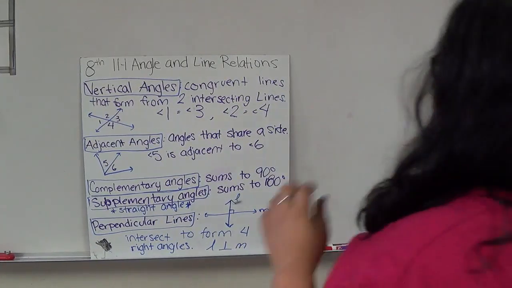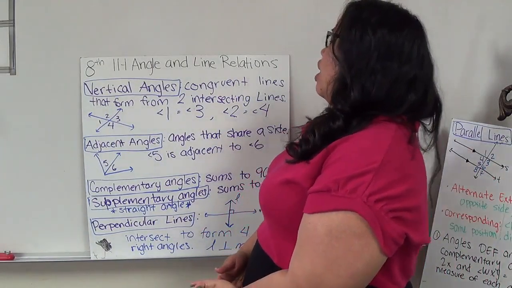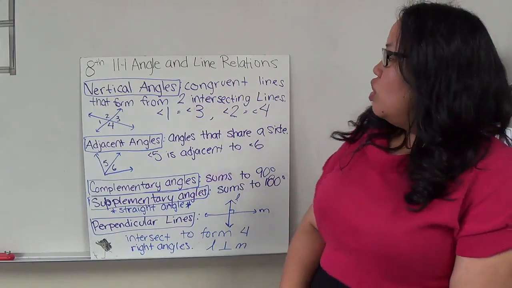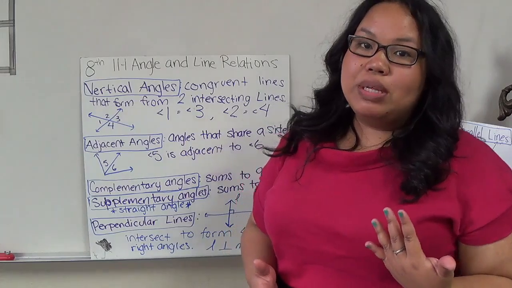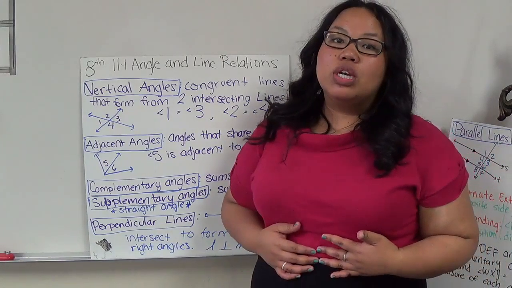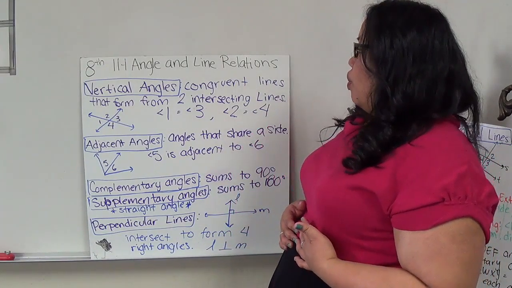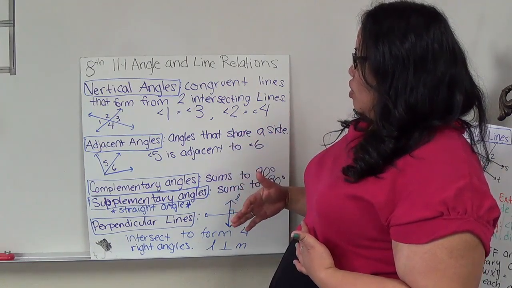In 8th grade, section 11.1, we're dealing with angle and line relationships. So this is a little hint of what you might be dealing with when you start heading into geometry. So we're dealing with different types of angles.